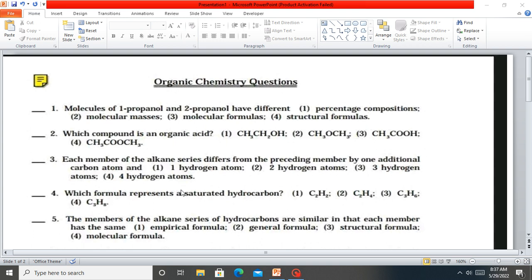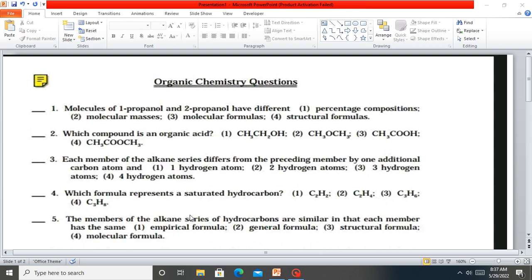Which formula represents a saturated hydrocarbon? A saturated hydrocarbon is an alkane. So which of these is an alkane? The first one is ethyne, an alkyne. The next is ethene, and the next is propane, and this one is propane. So the fourth one is a saturated hydrocarbon, or an alkane.